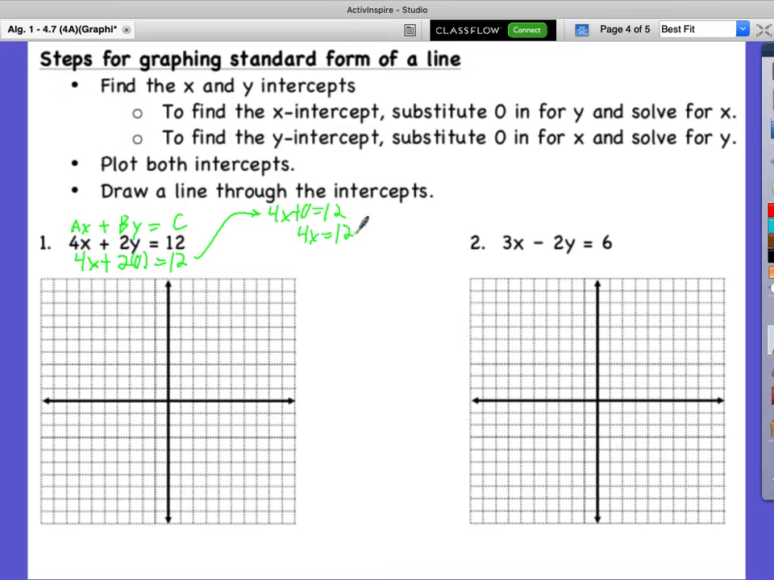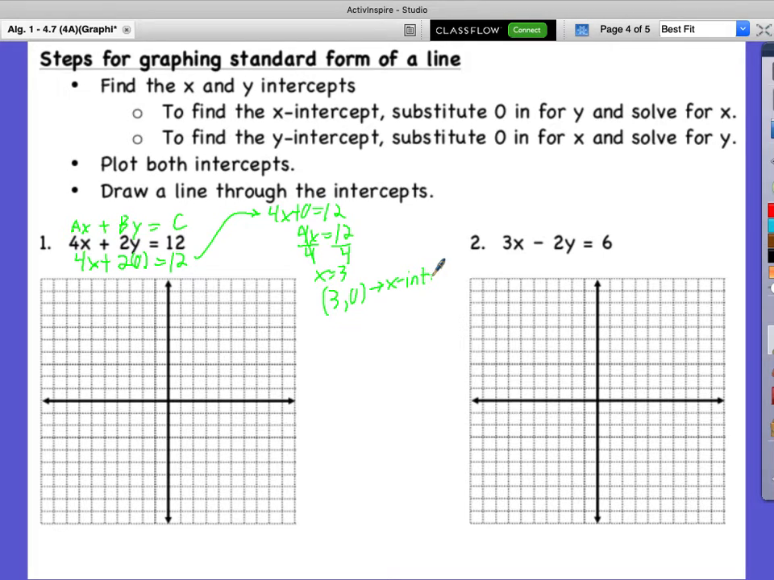Now how do we get x by itself? Divide by 4, and x is equal to 3. So what this means is this is a point (3, 0). Because y was 0, we plug that in, and we solve for x. So we found our x-intercept.